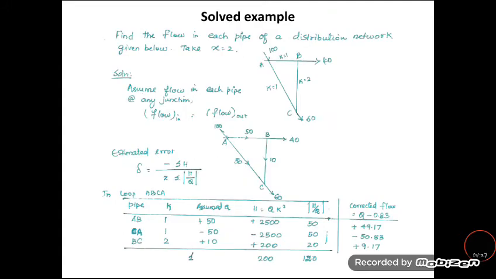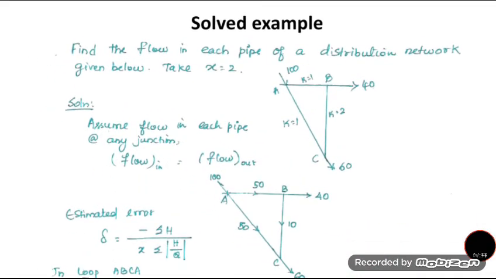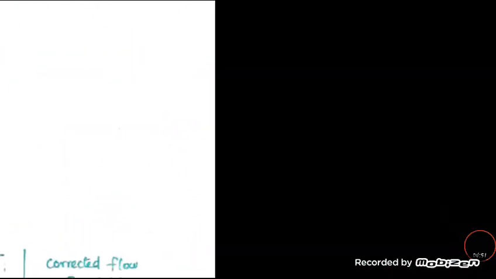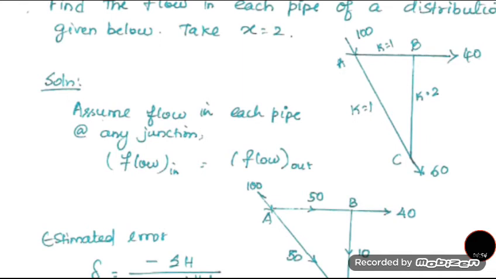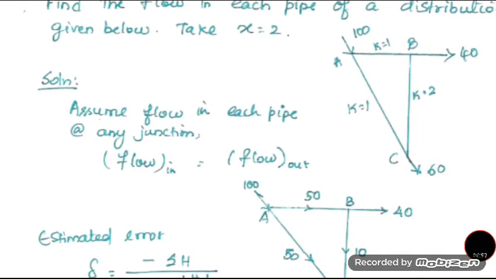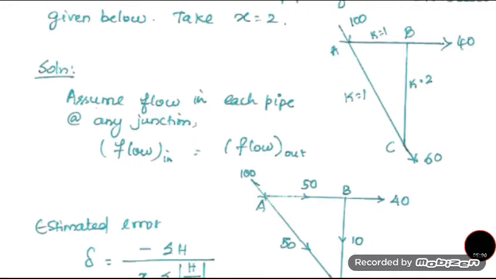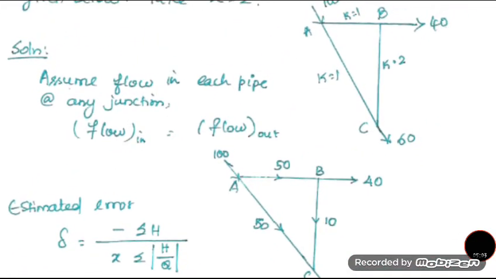Now, problem solving in the distribution network. Here a triangular network is given, with values. The inflow at A is 100, the outflow at B is 40 and at C it is 60. We assume that at any junction the flow in is equal to the flow out. The flow through the inlet must be equal to the flow coming out of the outlet.